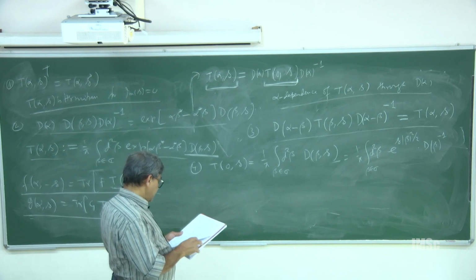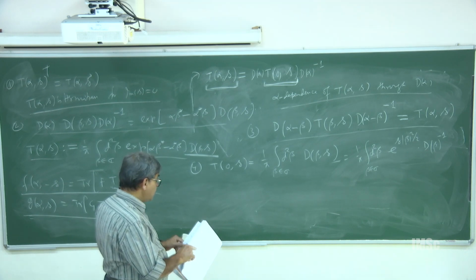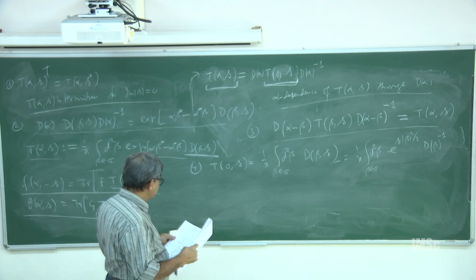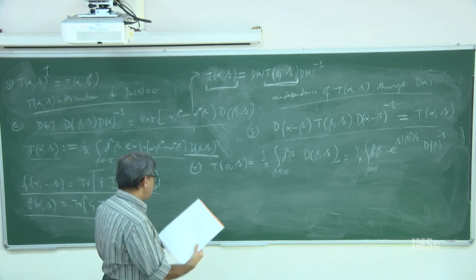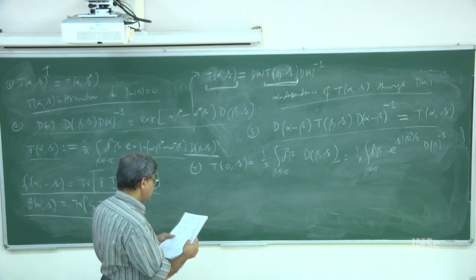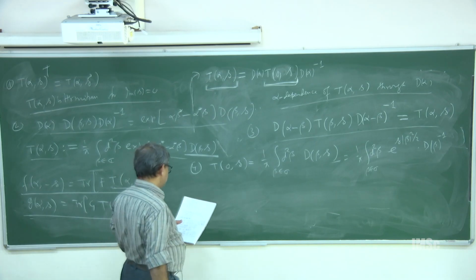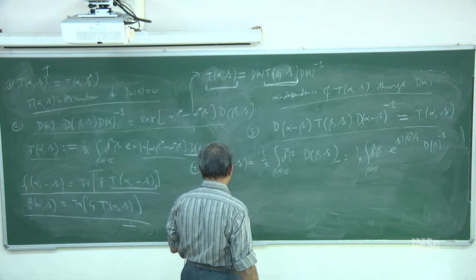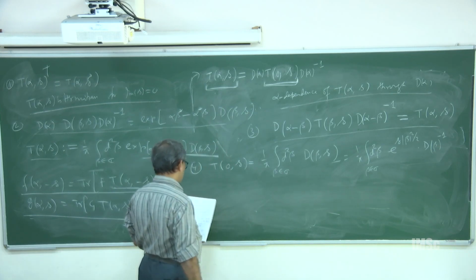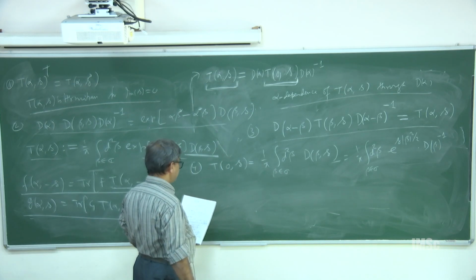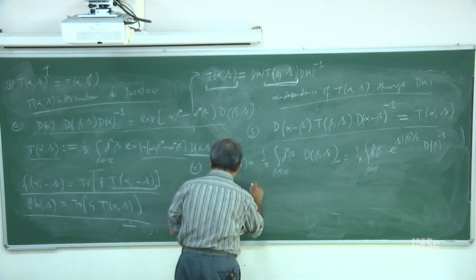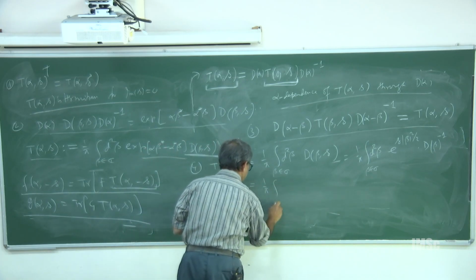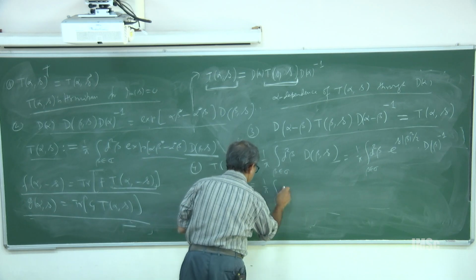Anyway, I do not want to go through all these details. Basically, we have already seen that this is 1 upon pi integral over beta belonging to C d square beta.